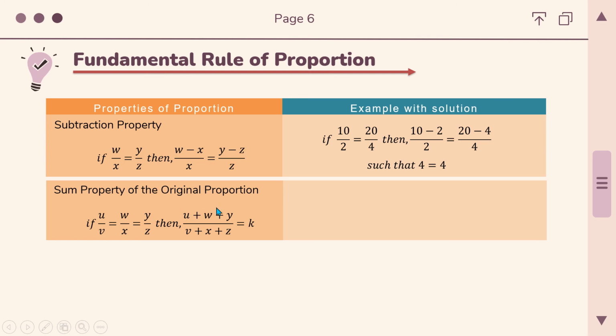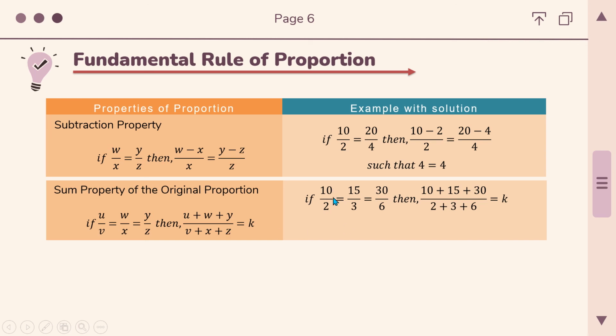If the sum of the three numerators over the sum of the three denominators of the three ratios are equal, or is equal to k, because k there stands for the constant of proportionality. If mapariha gani, so therefore ma-establish ang fundamental rule of proportion. Kana if ang given mo satisfy siya sa kaninga property.